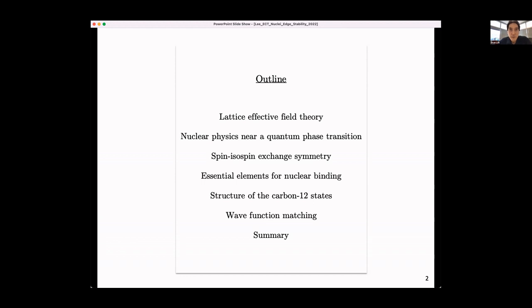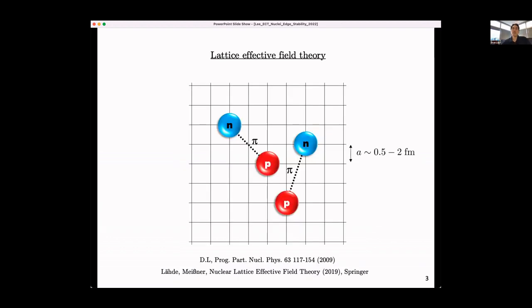And then I'll talk about the essential elements of nuclear binding before focusing on the structure of carbon-12 states and the Hoyle state. Then I will talk about some work in progress on wave function matching, how we are able now to do calculations of many-body systems at N3LO in chiral effective field theory. And then I'll summarize.